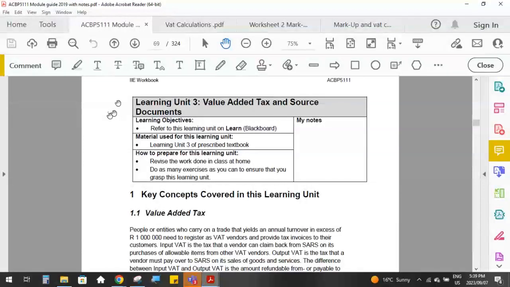So this is then some information from Learning Unit 3, VAT and source documents.